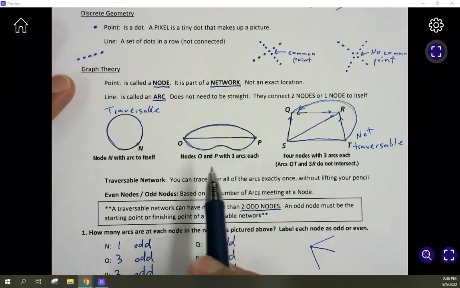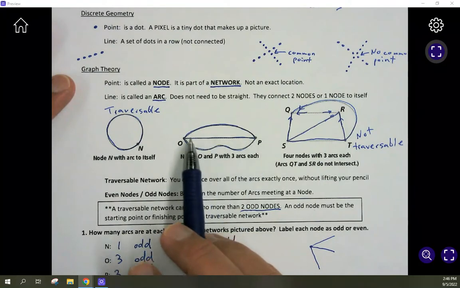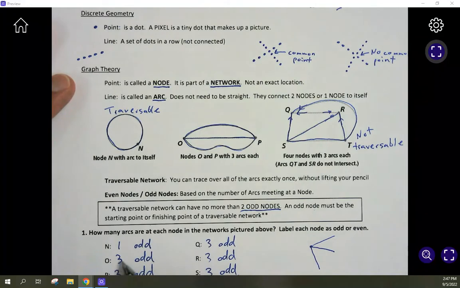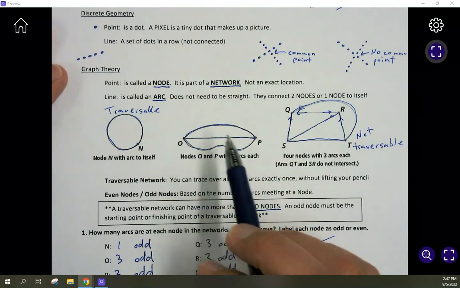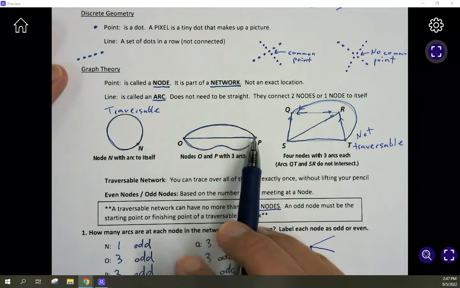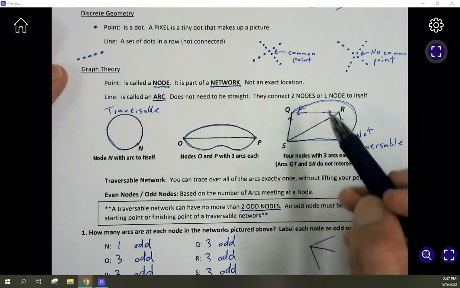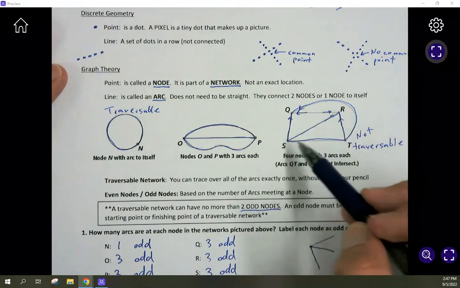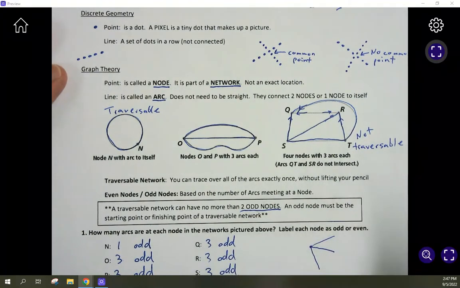So going back to these ones, this had 2 odd nodes. O and P both had 3 arcs. And we found that this was traversable. So it's okay for 2 of them to be odd. Now if we go over here, Q, R, S, and T, all of those were odd. All of those had 3.